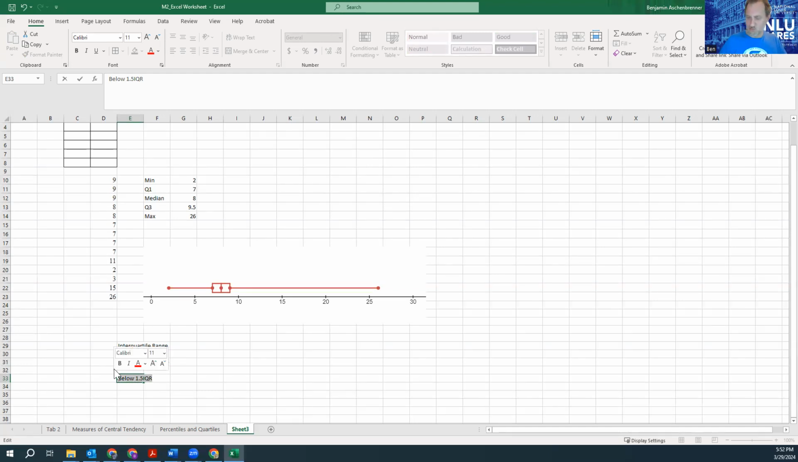Sorry, let me just say this. 1.5 IQRs below Q1 or 1.5 IQRs above Q3. So basically I'm saying, I mean, first of all, 26 should feel like an outlier because it's pretty far away from the rest of the numbers. But on that hand, 15 might also be an outlier.